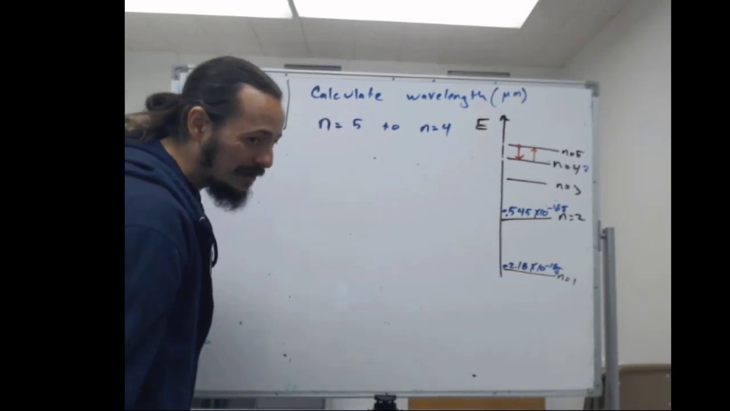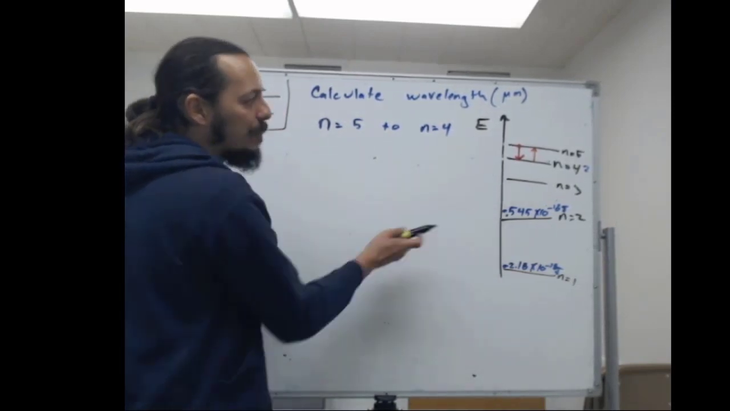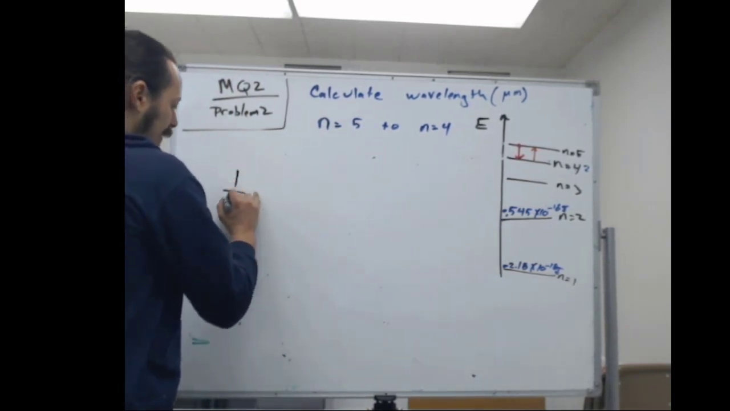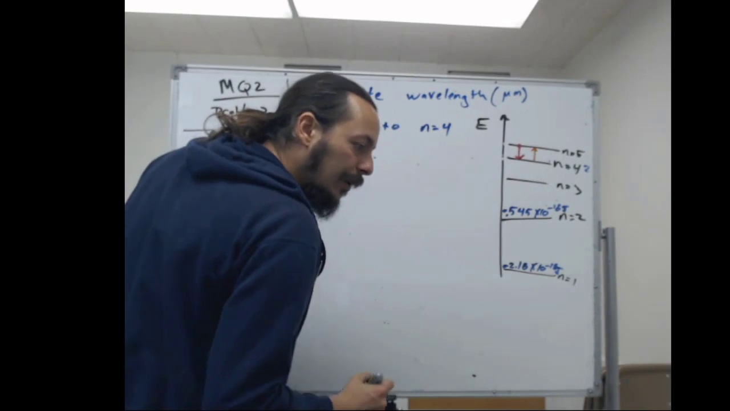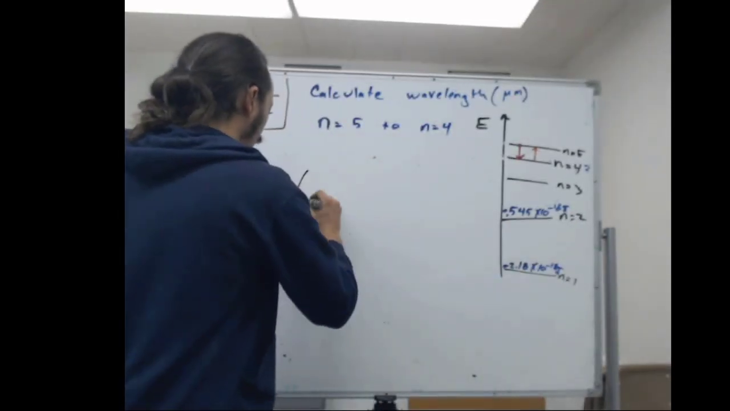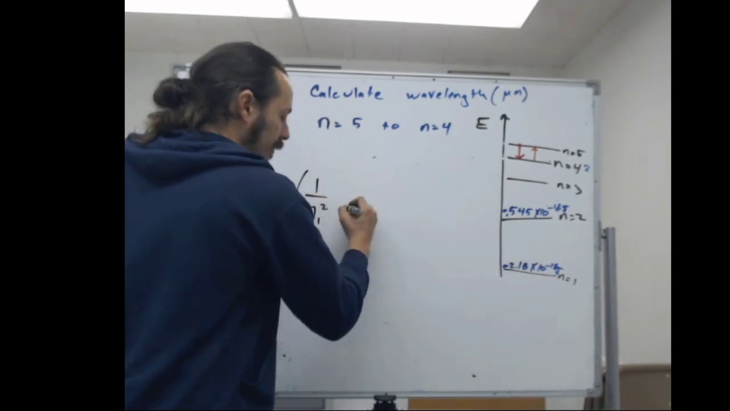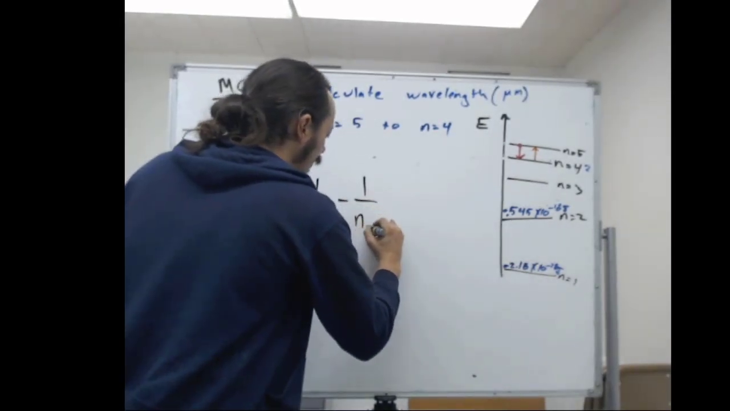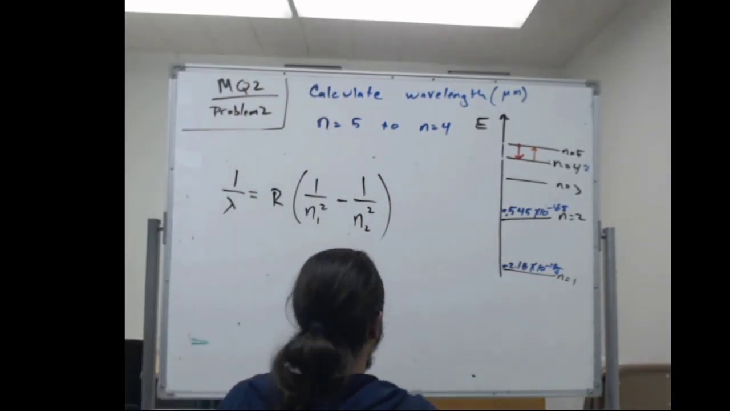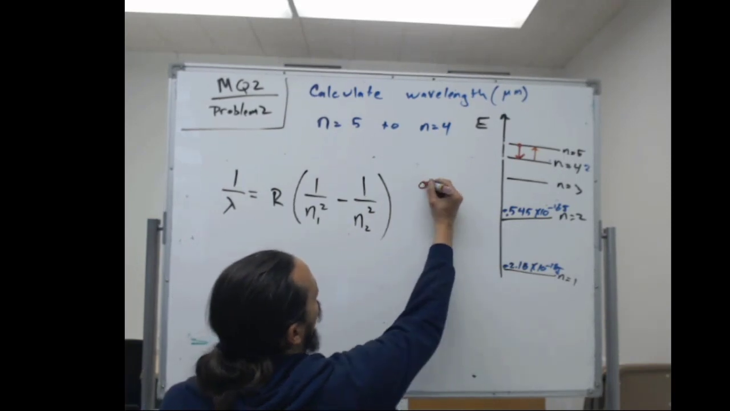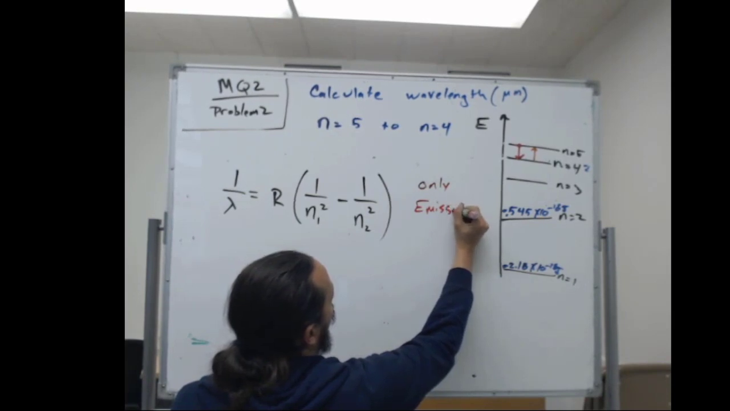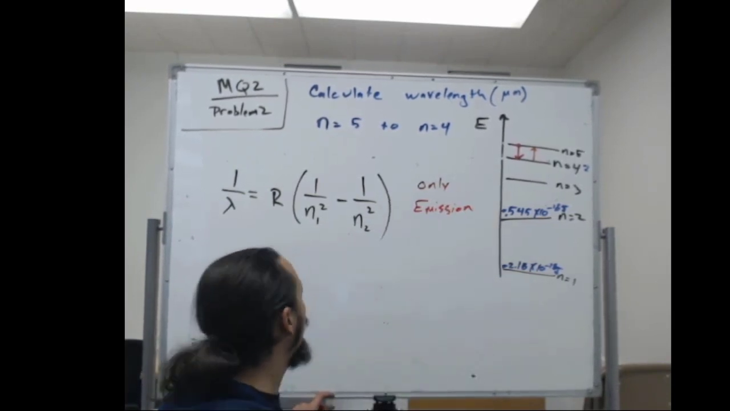I don't know why it works, but I've got an equation that can explain the different lines we see from an emission spectrum. And that equation is 1 over lambda equals Rydberg constant times 1 over n1 squared minus 1 over n2 squared. But this is for, when we're doing this one, this only works for emission.